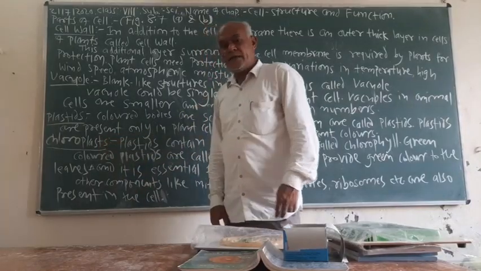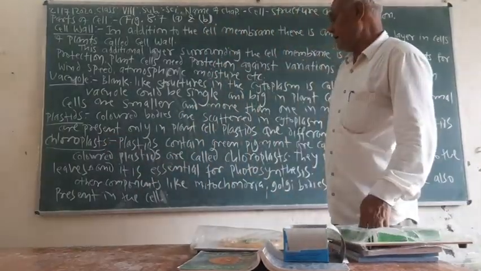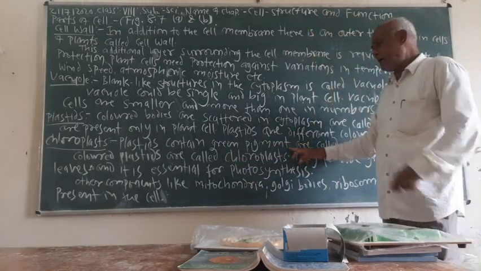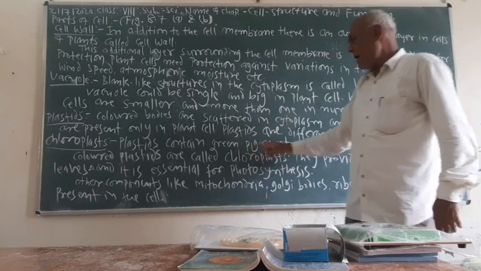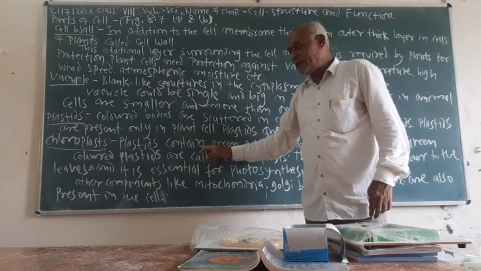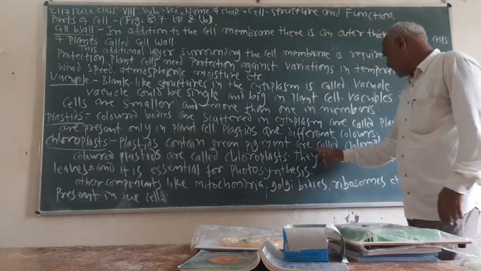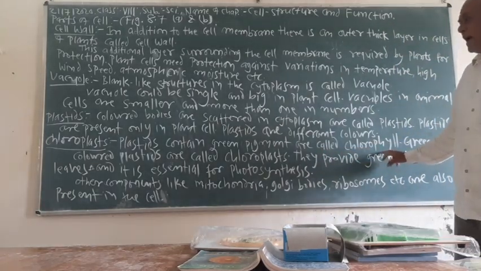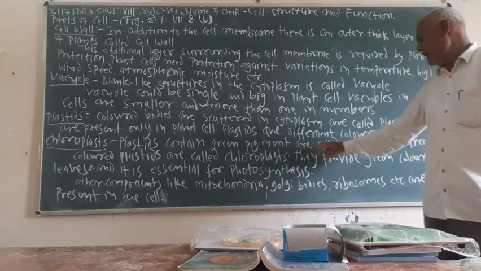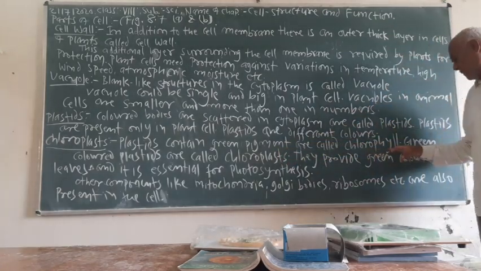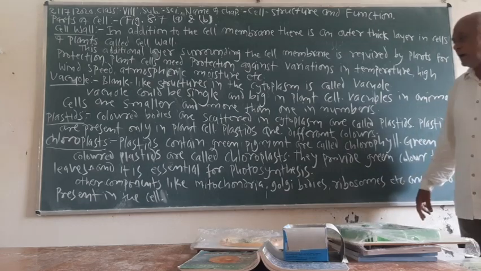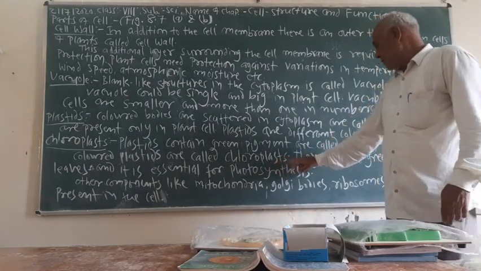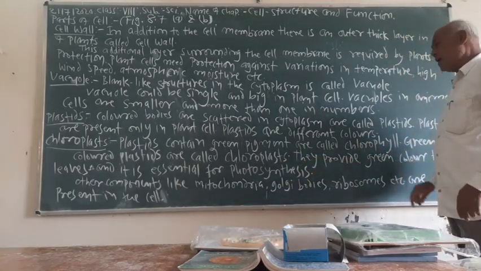The chloroplast is a type of plastid which contains green pigment. The green color pigment contained by the chloroplast is called chlorophyll. Green colored plastids are called chloroplasts. They provide the green color to the leaves.